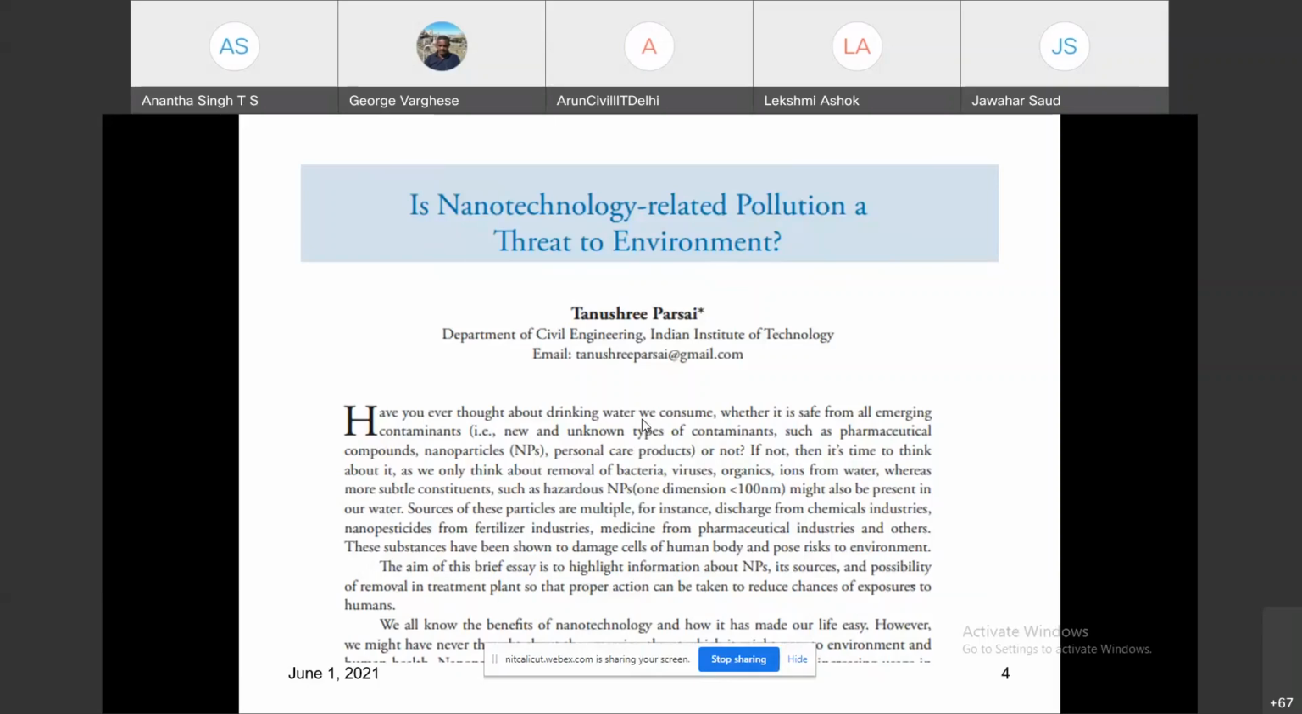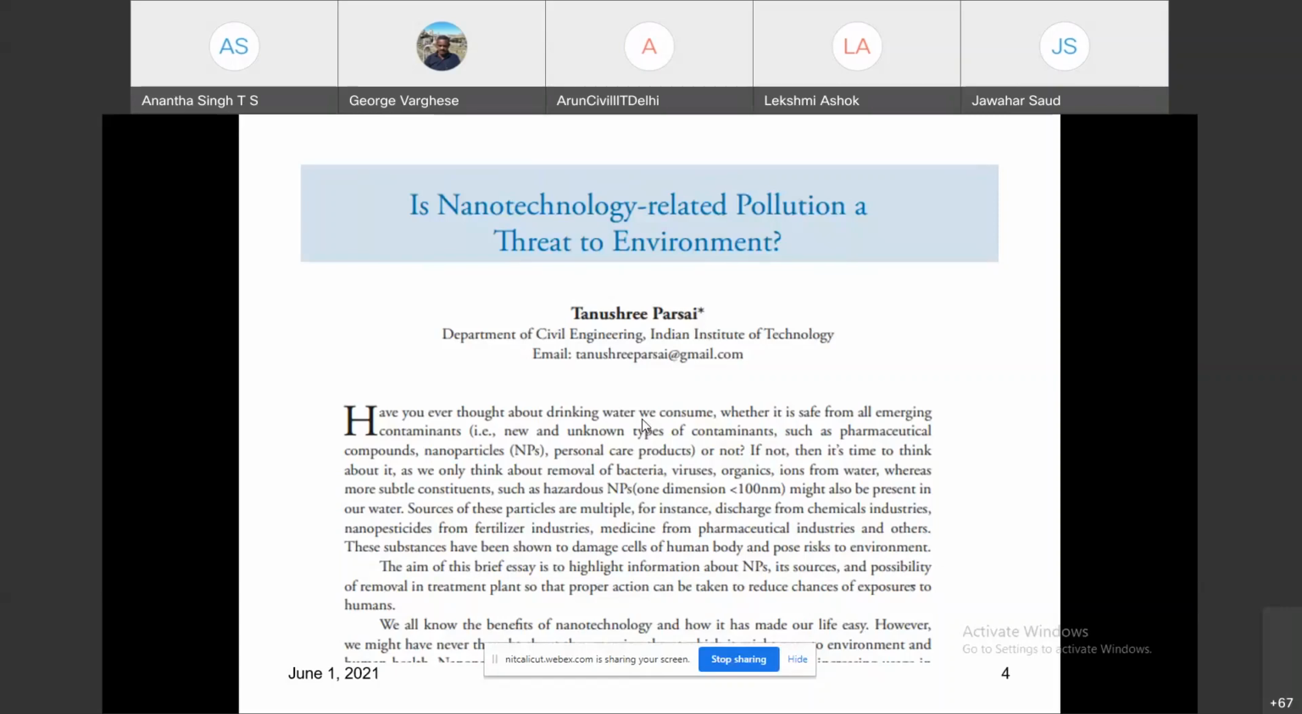So, nanotechnology related pollution. Obviously this is a much studied topic now. Many people know about nanoparticles, the small size particles with a dimension less than 100 nanometers. They have been used in different products because they provide high specific surface area. You can have so much activity there, and they can be generated in the lab, or found in the natural environment.